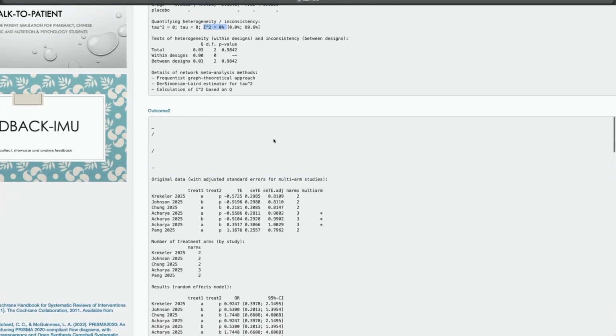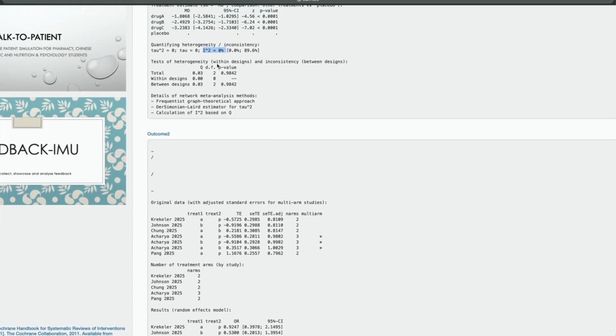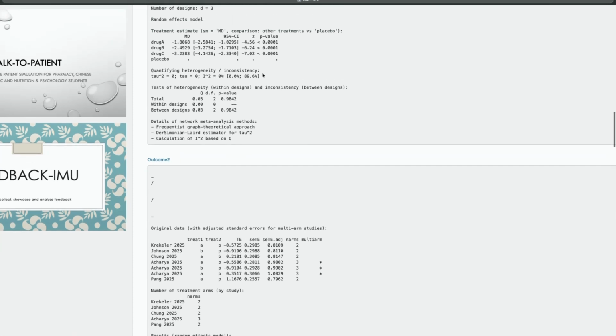Tau² is the estimated variance of the true effects across studies. It is an absolute measure of heterogeneity. On the other hand, tau is simply the square root of tau squared. It represents the standard deviation of the true effects across studies, expressed in the exact same units as your outcome. In our example, all three are 0, indicating perfect consistency across these specific studies.